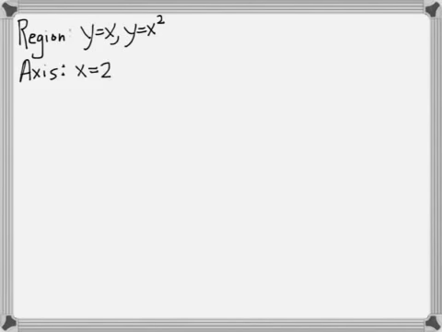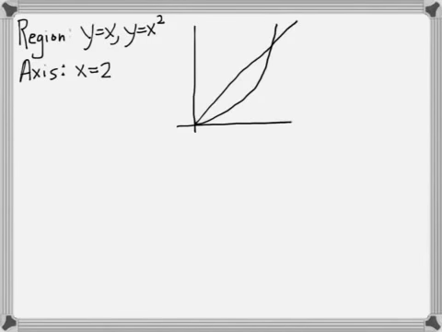Region same, but now I've moved the axis of rotation over to x equals 2. This is obnoxious. There's my region again, but x equals 2 is over here. It's a vertical line. It doesn't even contact the region at all.